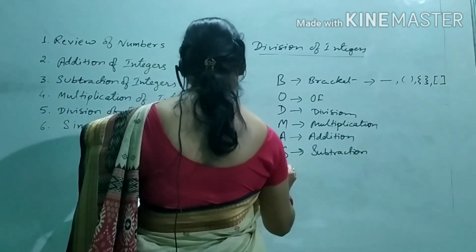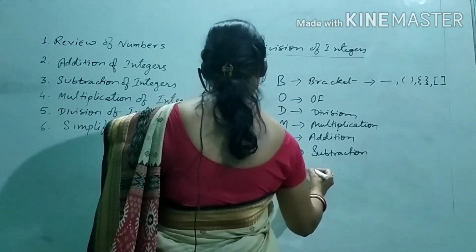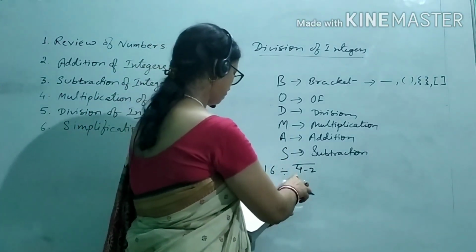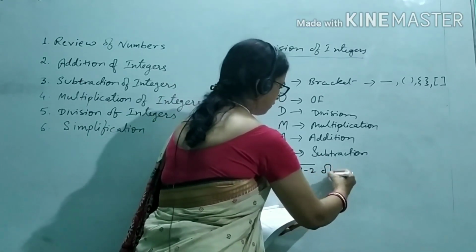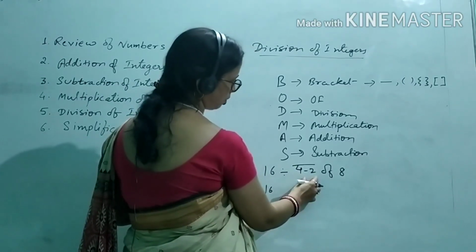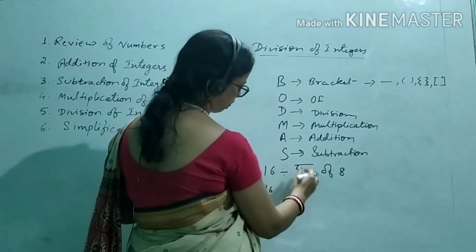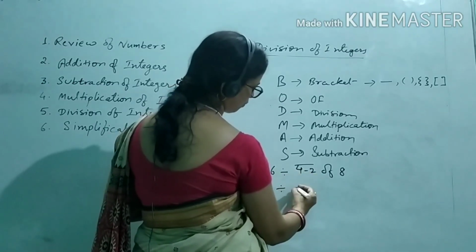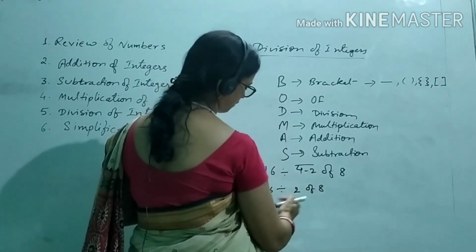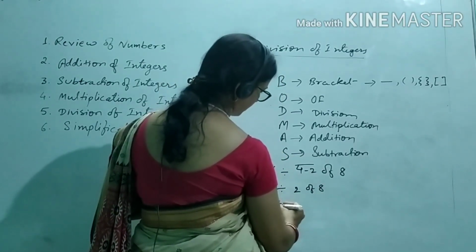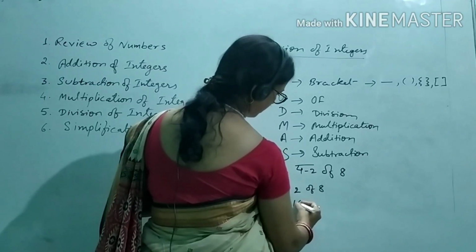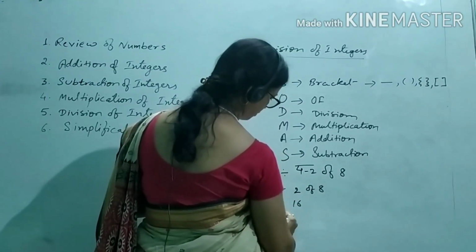This is 16 divided by 4 minus 2 bar of 8. So what we do is that first of all we will solve 4 minus 2 because it is within the bar bracket. So 4 minus 2, we get 2 here, then of 8. The next step we will solve these two, that is 16 divided by 2 of 8. 2 of 8 means 2 into 8, that is 16. 16 divided by 16 equals 1.